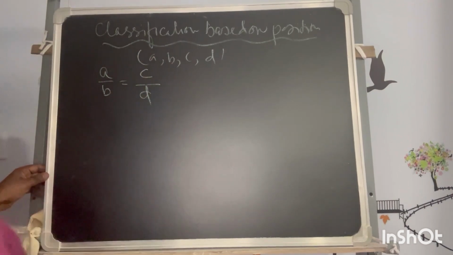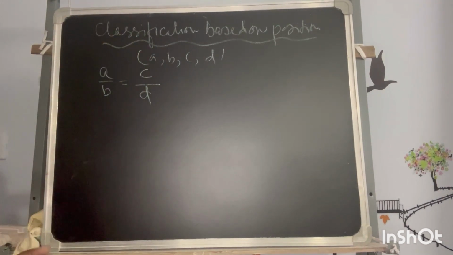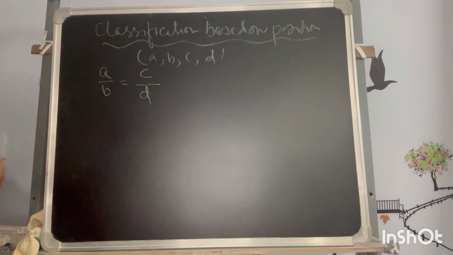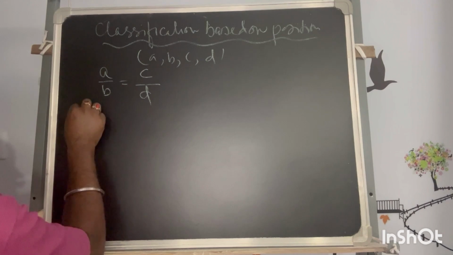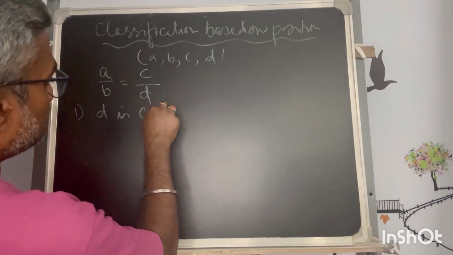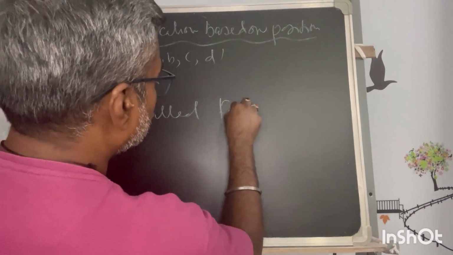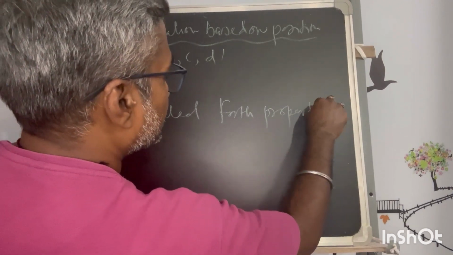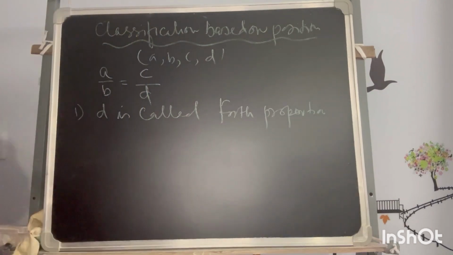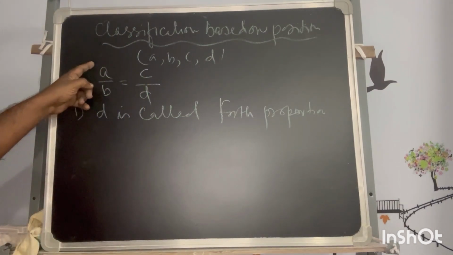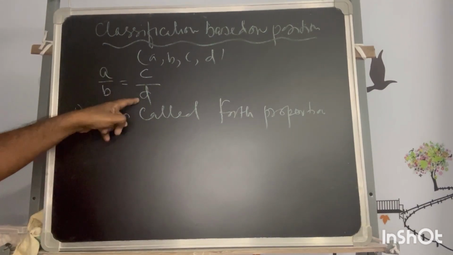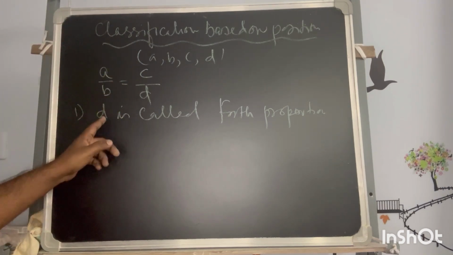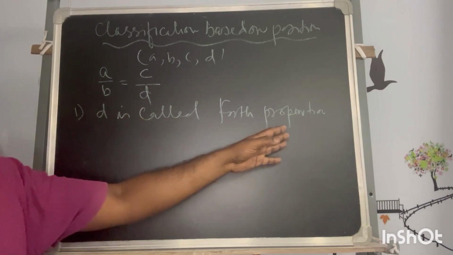Now we'll take four quantities A, B, C, D, related as A by B is equal to C by D. That means the ratio A by B is proportional to C by D. If that is acceptable, then D is called the fourth proportion. The extremes are A and D. This is the first extreme and this is the second extreme.